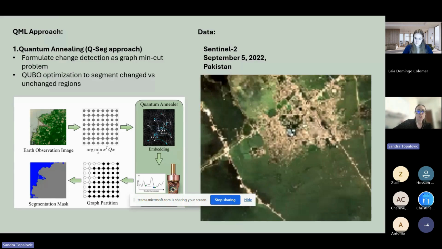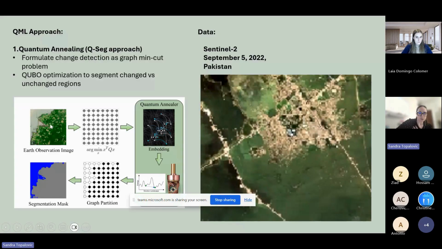The quantum machine learning approach that I took for this project is quantum annealing using the QSEG algorithm from the paper. We are trying to formulate change detection as an image segmentation problem, converting the Earth observation image into a graph, and then solving this as a QUBO problem as well. This is just a sketch of how this works.